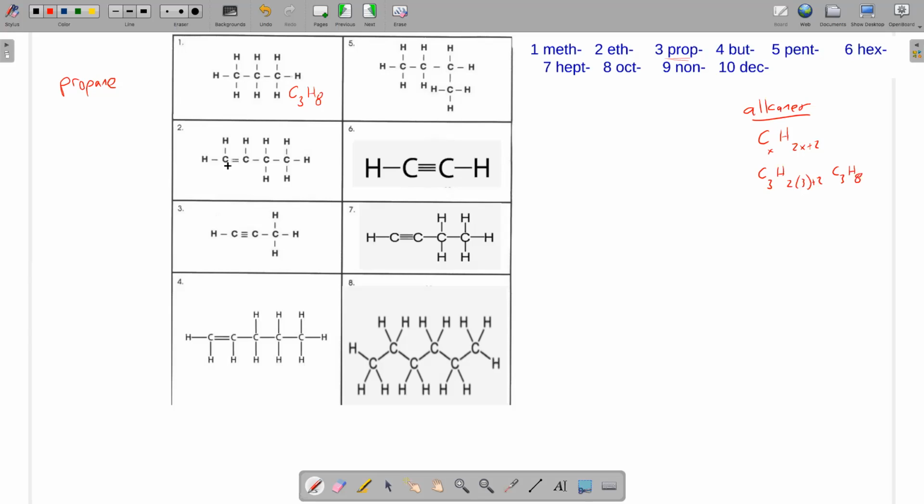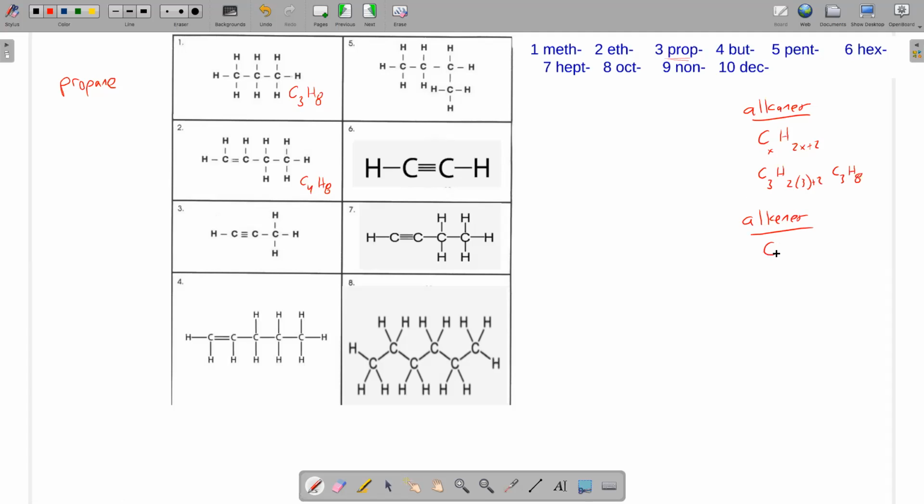In number 2, if you write the formula, it's C4, and then you count the number of hydrogens. There's 8 hydrogens, H8. Now that can't be an alkane because it wouldn't follow this formula. You can tell that real quick because, well, if 3 carbons for an alkane has 8 hydrogens, it can't be possible that 4 carbons would also be 8 hydrogens. But the number of hydrogens is exactly double the number of carbons. And that's following the rule for alkenes.